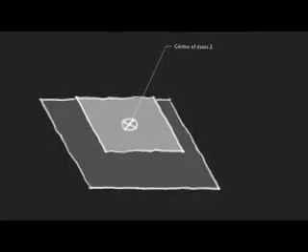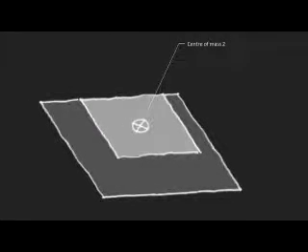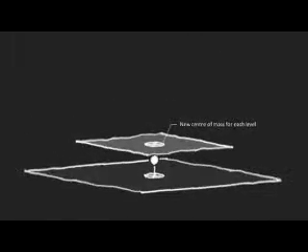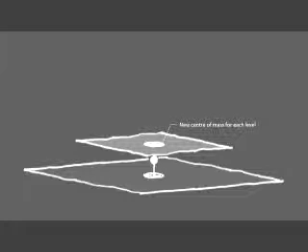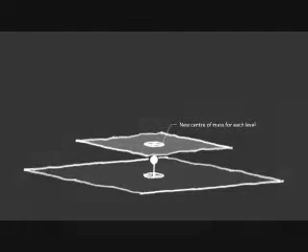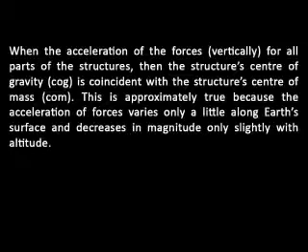The floor plates are of symmetrical rhombus layout. Each level consists of two, the upper smaller, the lower bigger. The center of mass of each level lies within the axis of the two floor plates, more towards the bigger plate. When the acceleration of forces is vertical for all parts of the structure, then the structure's center of gravity is coincident with the structure's center of mass.